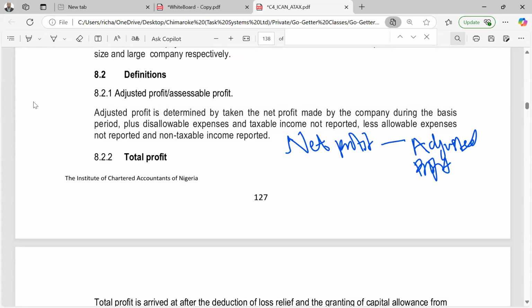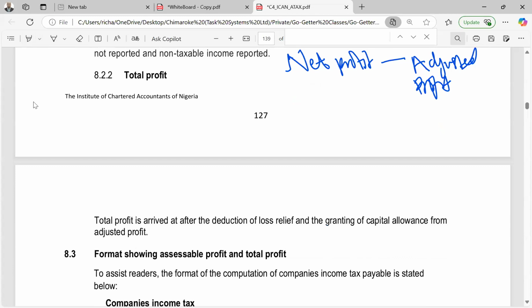Now let's look at total profit. Total profit is arrived at after the deduction of loss relief and the granting of capital allowance.